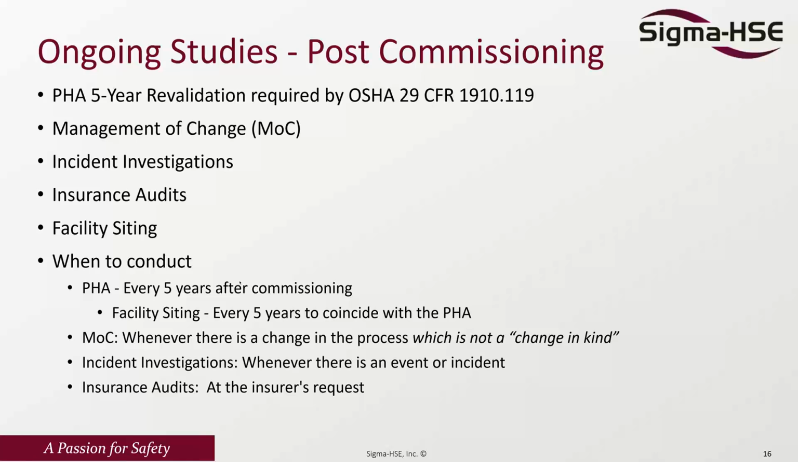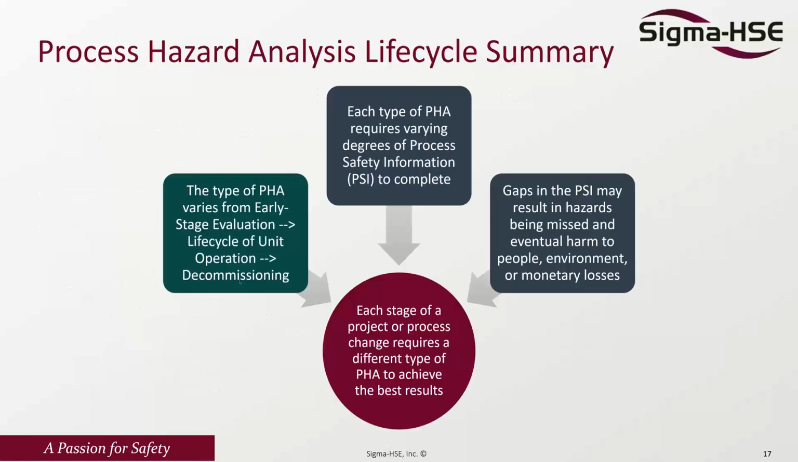So for the life cycle of a PSM plant, you'll notice that each stage requires a different type of PHA. The type of PHA going through the life cycle gets more and more detailed. And in addition, more and more process safety information is needed. Any gaps may result in hazards and harm to people, environment, or monetary losses for the company.